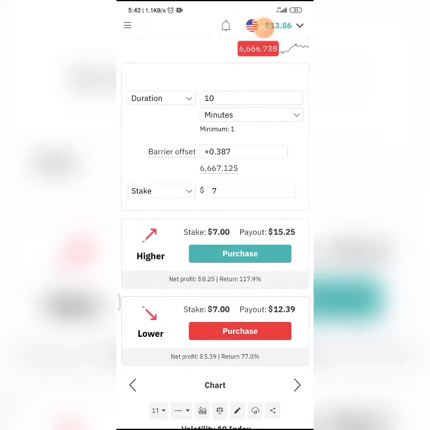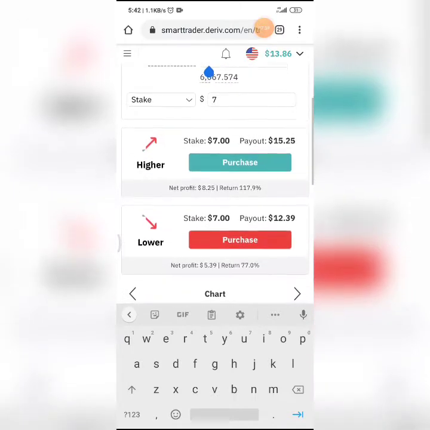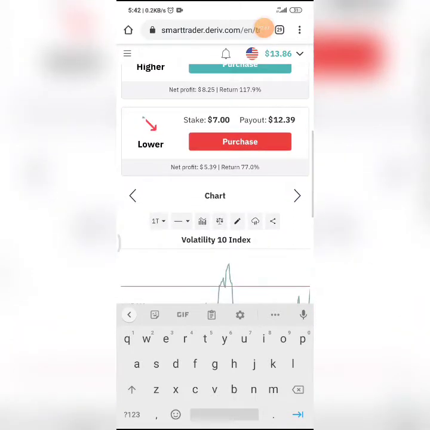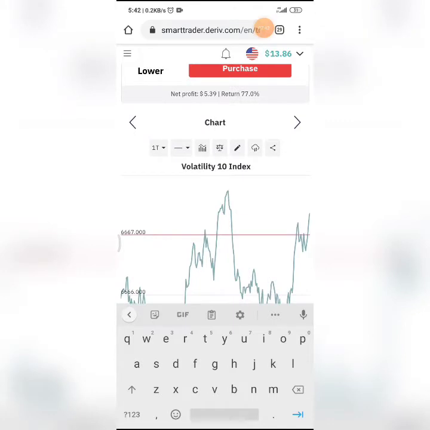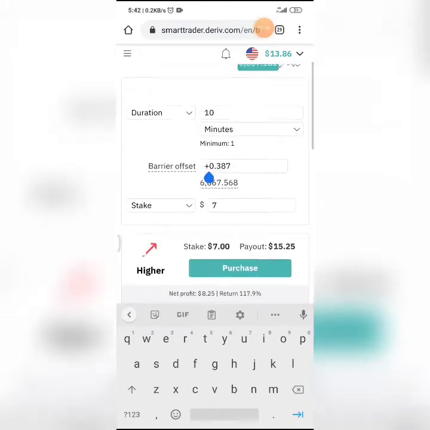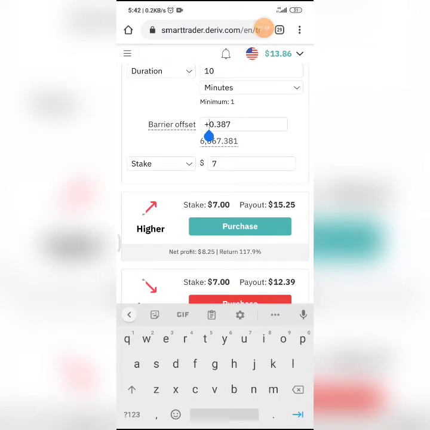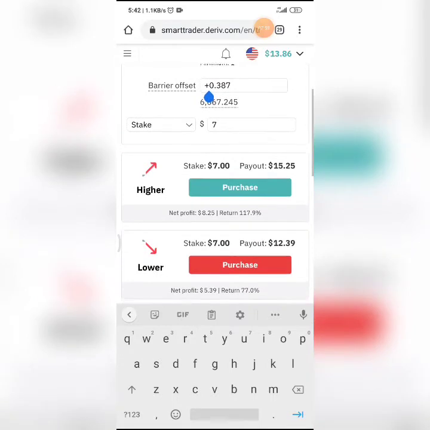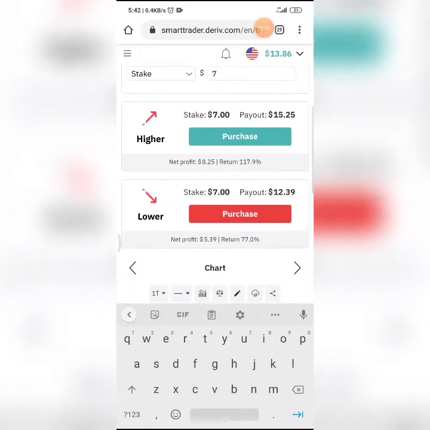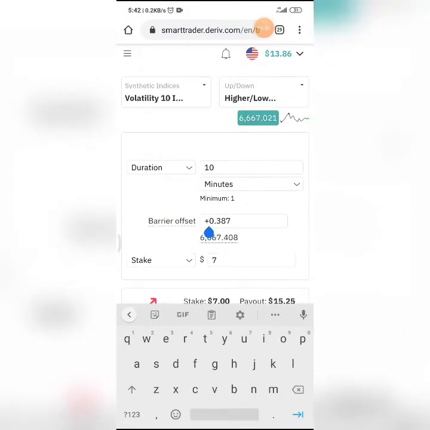And when you click on higher and lower, it gives you up to 117% on whether it goes higher, and if it goes lower, that's within the positive barrier offset, you can see it here. What that means is if this is your chart and your price is here, and you add a barrier, it's just gonna be like a handicap. So it takes it up, and if you select that, it's gonna go higher than that. When it goes higher, it's gonna give you a profit of 117.9%. But if you feel that it's gonna be lower than the barrier, it's gonna give you 77%, and that's for higher or lower.